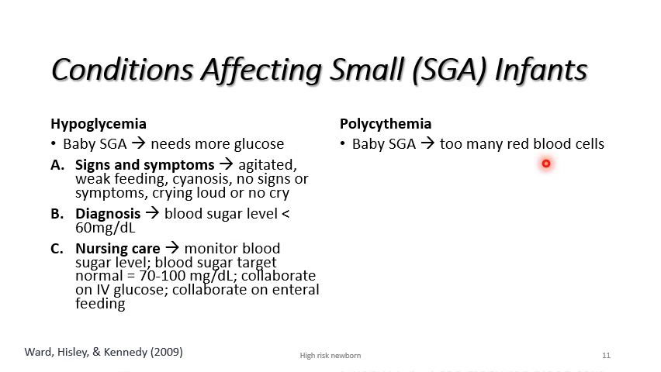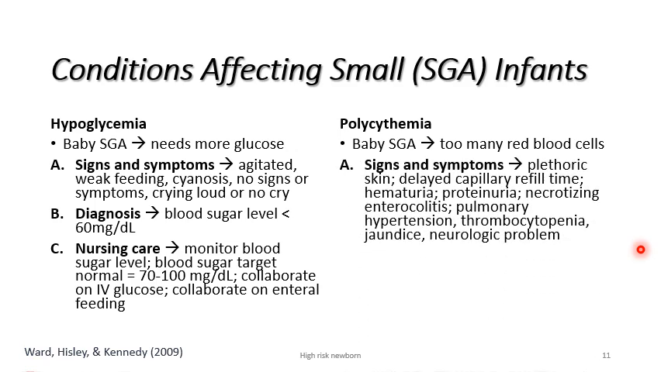Because of the immature blood circulation and regulation in the baby's body, there are just too many red blood cells, and these will show signs and symptoms such as plethoric skin and sometimes delayed capillary refill time. The baby will have hematuria and then proteinuria. Sometimes it can also cause necrotizing enterocolitis, pulmonary hypertension, thrombocytopenia, jaundice, and other neurological problems.